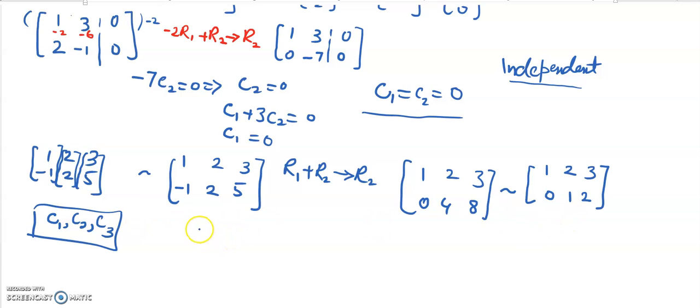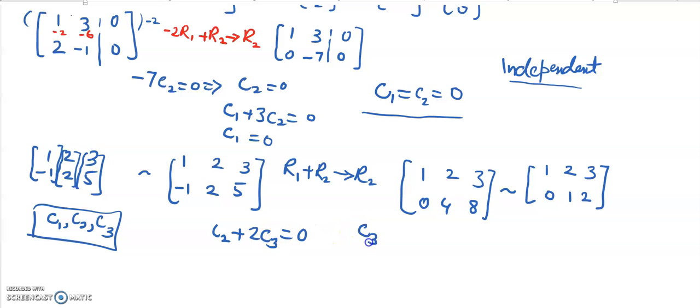So the last equation will give C1 plus 2 C2 will be equal to 0. So in this case, no, actually the last equation will give C2 plus 2C3 equal to 0. So in this case, since we have three coefficients to find, three unknowns to find, but two equations only, C3 will be a free variable.